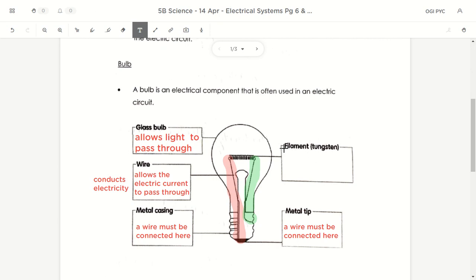Right, so the last part, the filament. The filament is the one that produces light and heat when electric current passes through it. So that's the function of the filament.